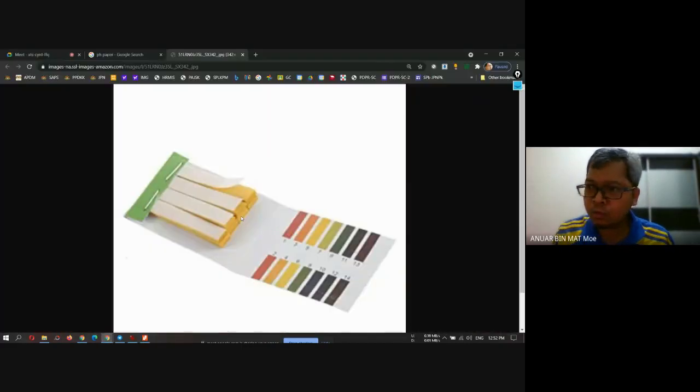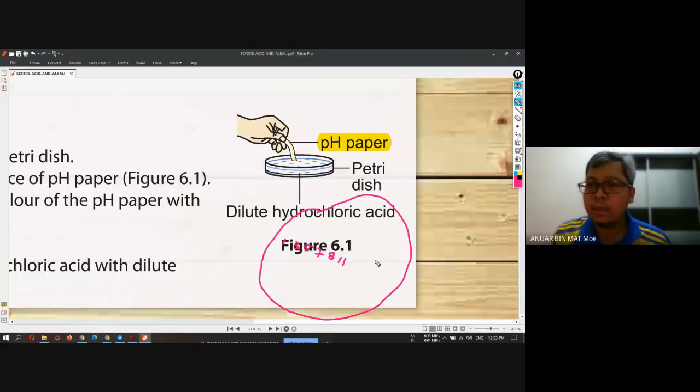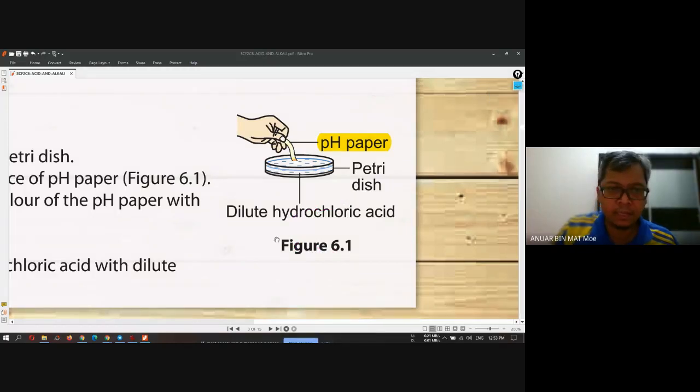And then how do you determine whether the color change is acid or alkali? The pH paper will give you a chart over here. You must match the color of the pH paper that you dip into the substance with the matching color on the chart here. Then you have the reading here: 1, 3, 5, 7, 8. You match the color, then you can know whether the substance is acid or alkali by using what, class? By using pH paper. Can you understand this? Okay, next one.